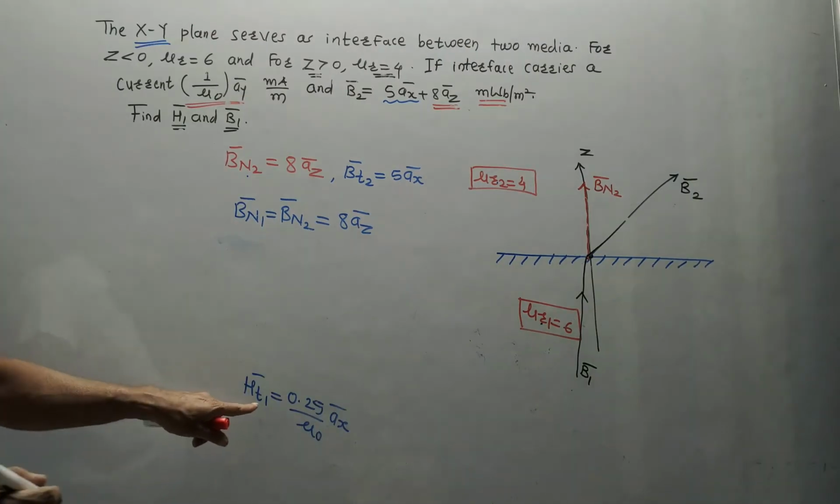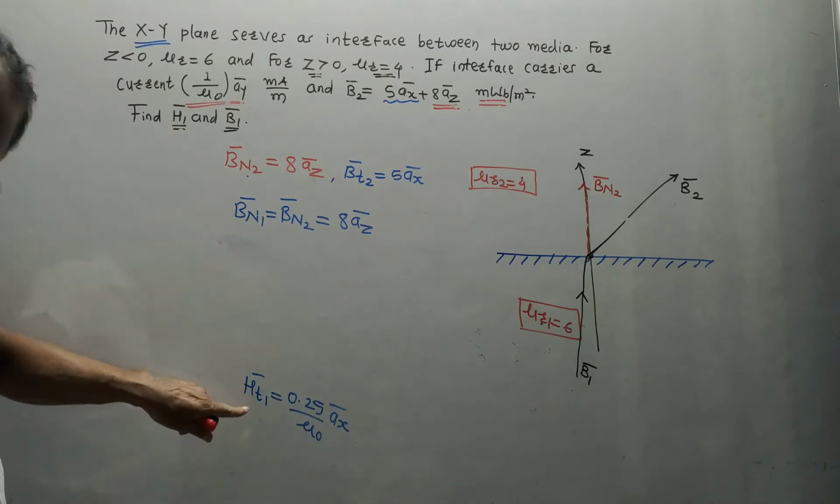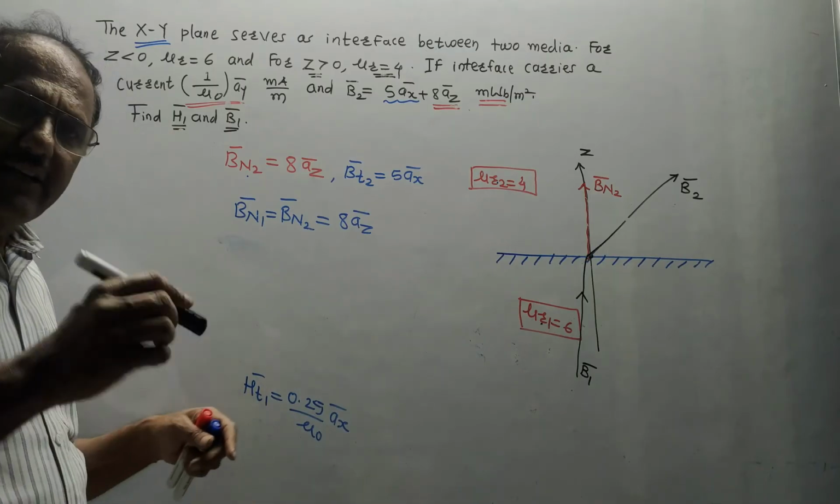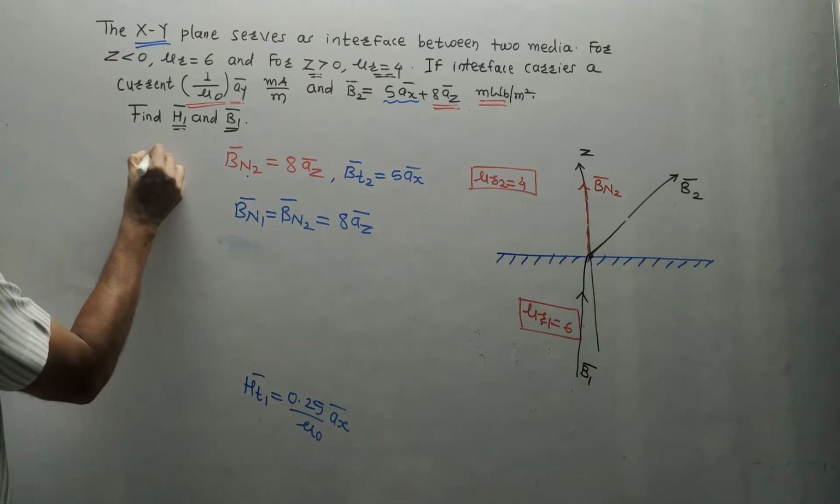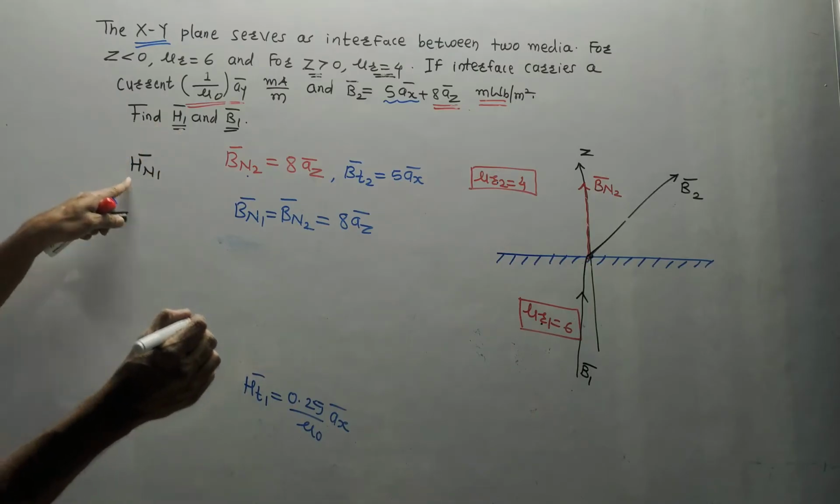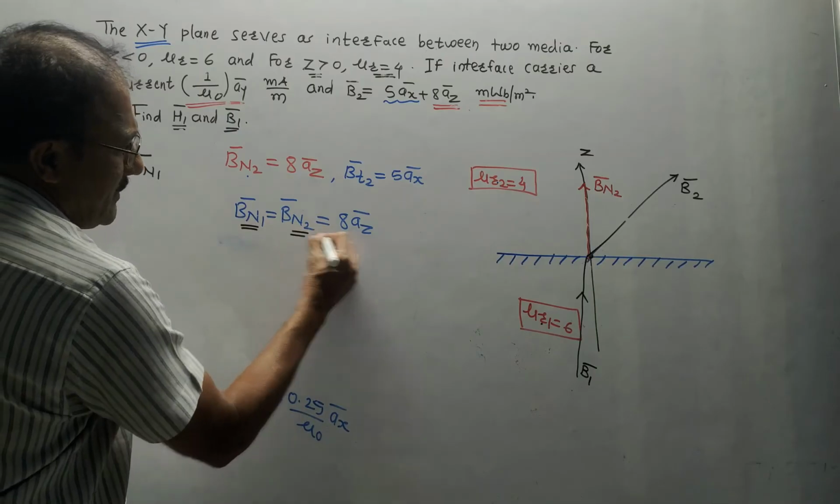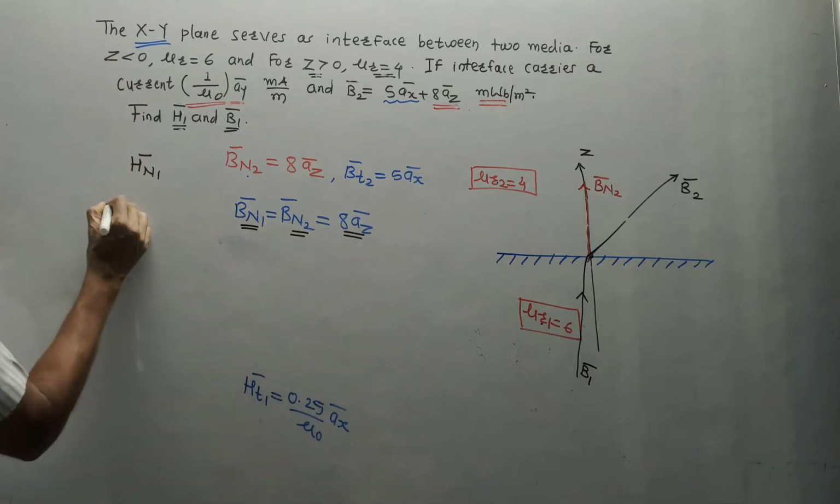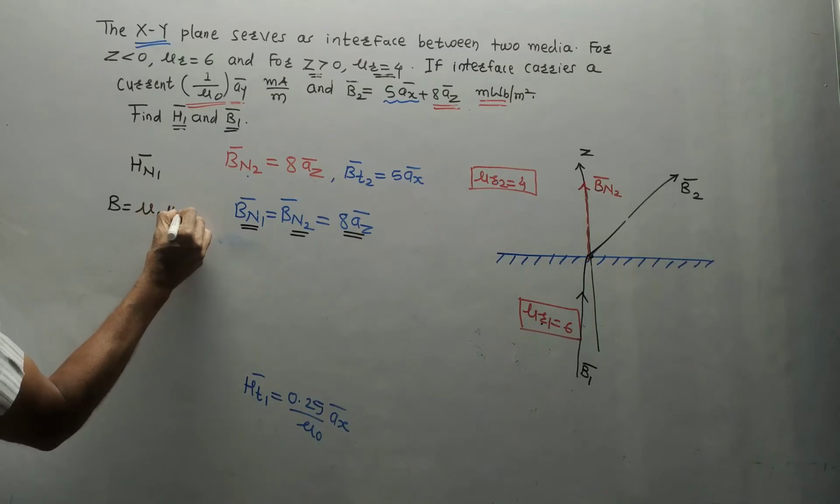We have calculated the value of HT1 bar. To calculate H1 bar, this is the tangential component, so naturally I need the normal component, that is, I need the value of HN1 bar. Then HT1 bar plus HN1 bar will be H1 bar. So, how to calculate HN1 bar? We have this equation, BN1 bar, that is BN2 bar, is 8 AZ bar. Refer to the basic formula: B is mu H, rather mu 0 mu R H.